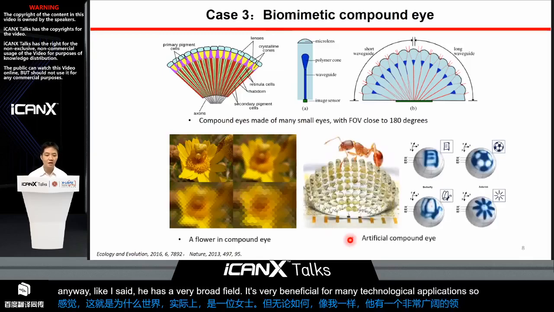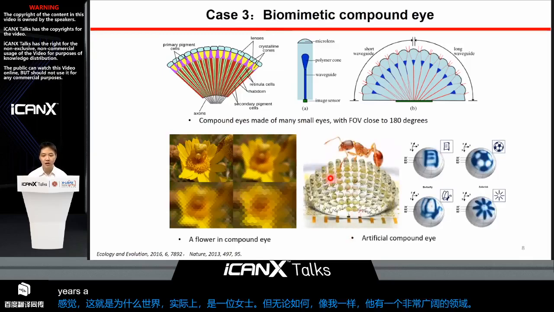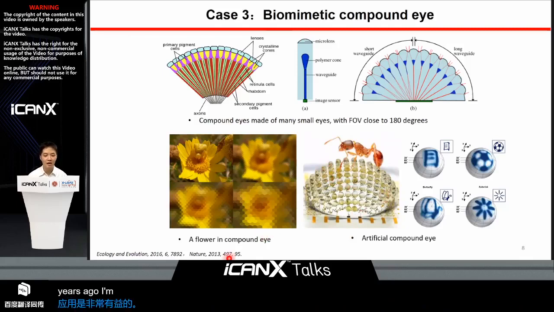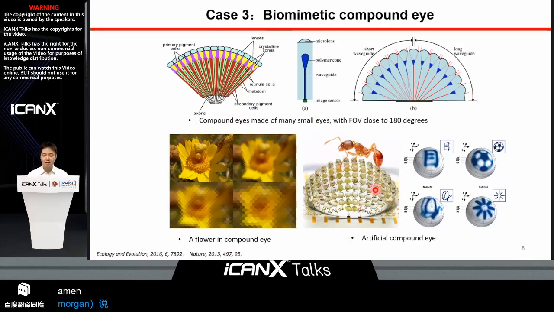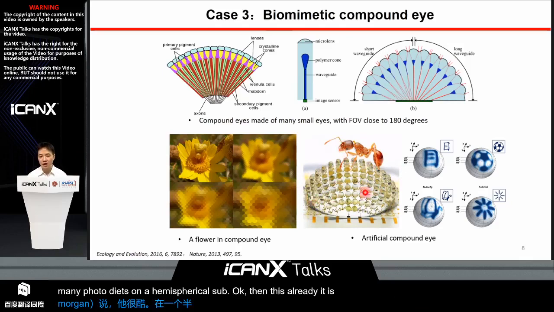So a few years ago, in 2013 actually, there was a popular paper in Nature. John Rogers' work, this is. His group assembled many photodiodes on a hemispherical substrate. Then this already is an artificial compound eye, which can have a very large field of view as well.